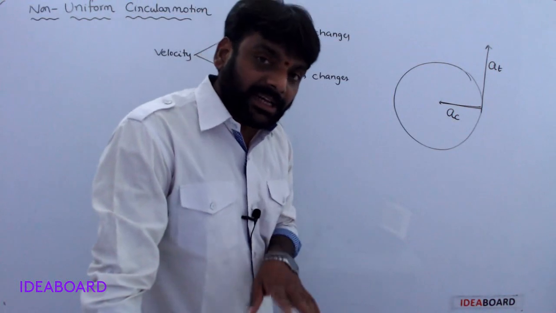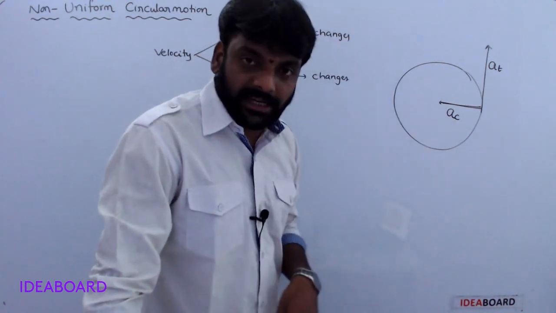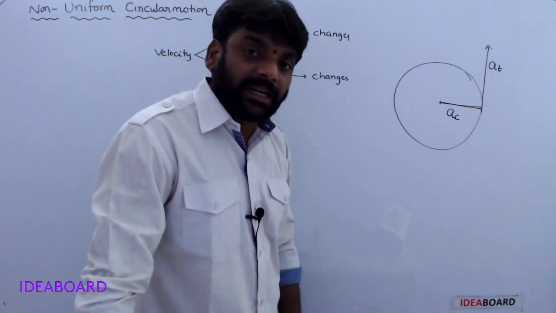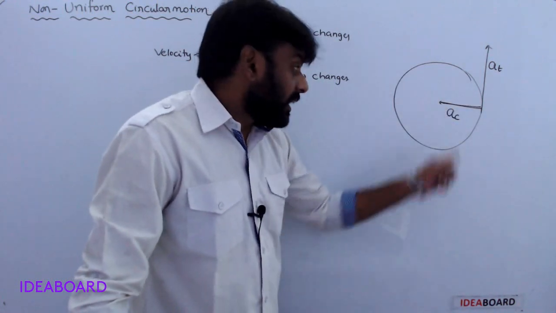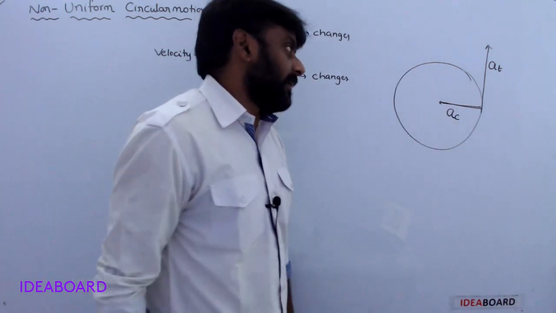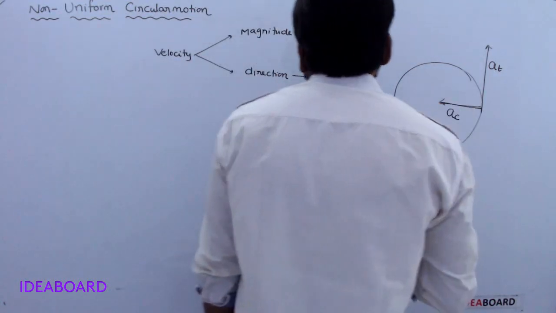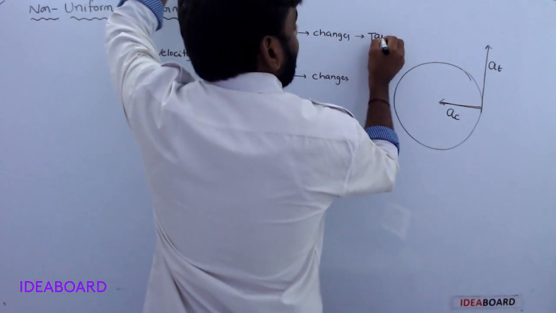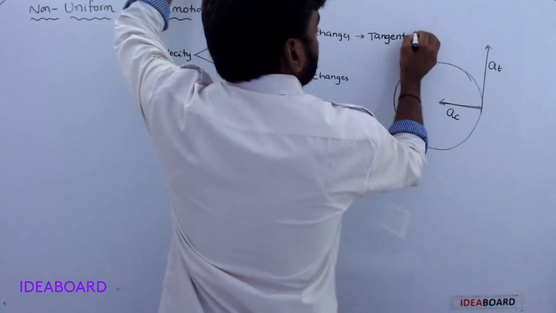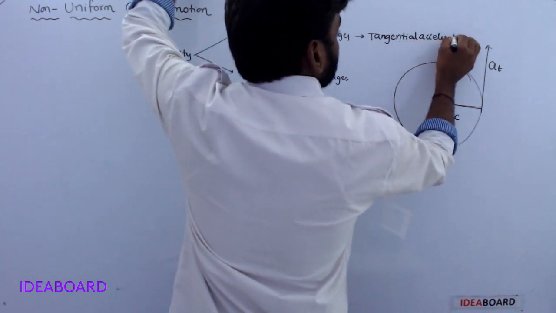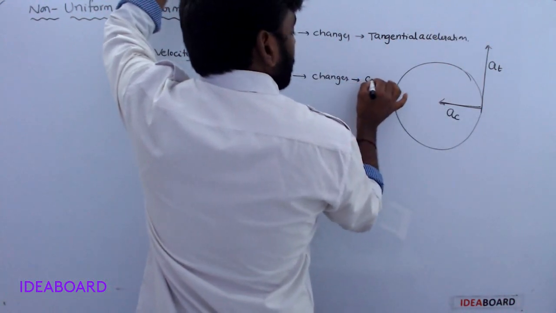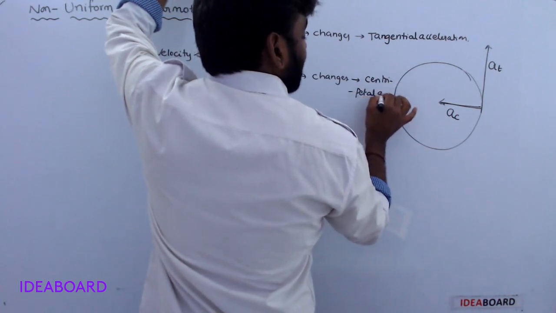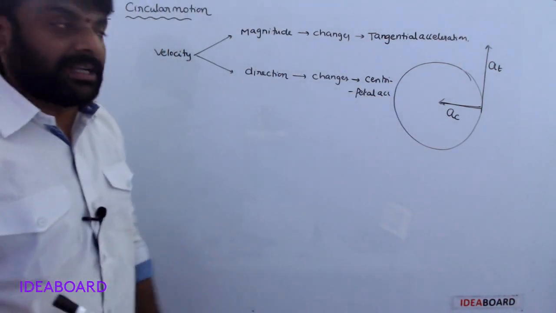See, centripetal acceleration direction is always towards the center, or along the radius vector. Which acceleration is developed due to the change in magnitude? Tangential acceleration. Due to the change in direction, centripetal acceleration.